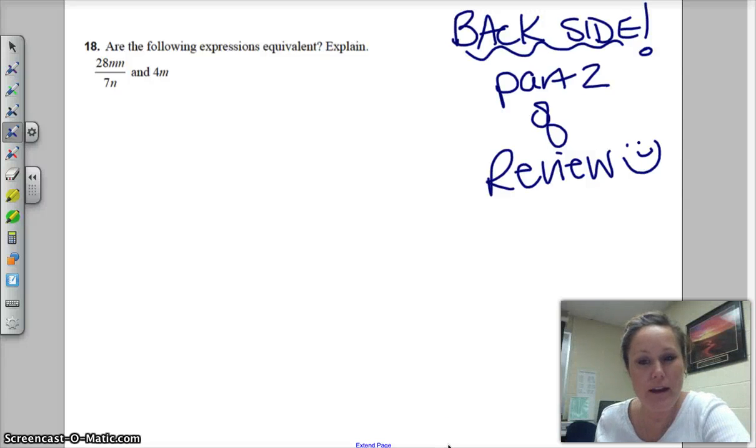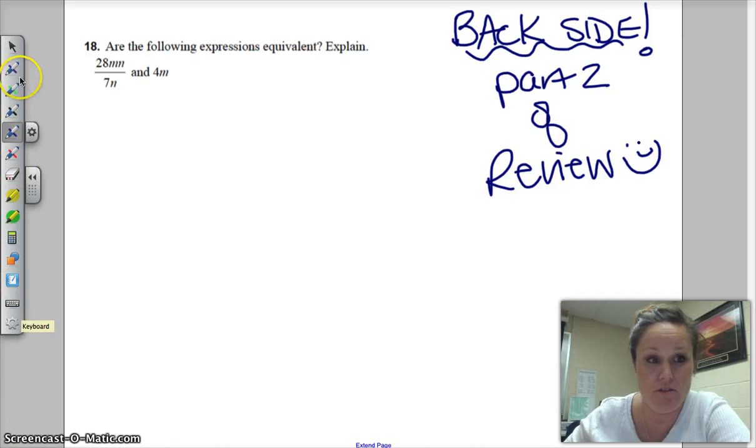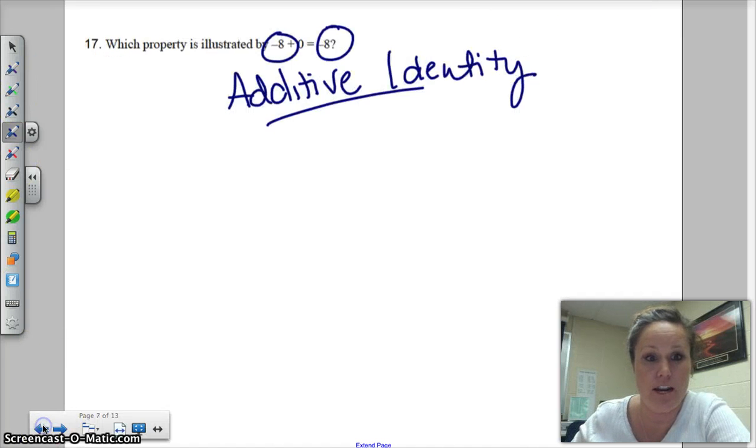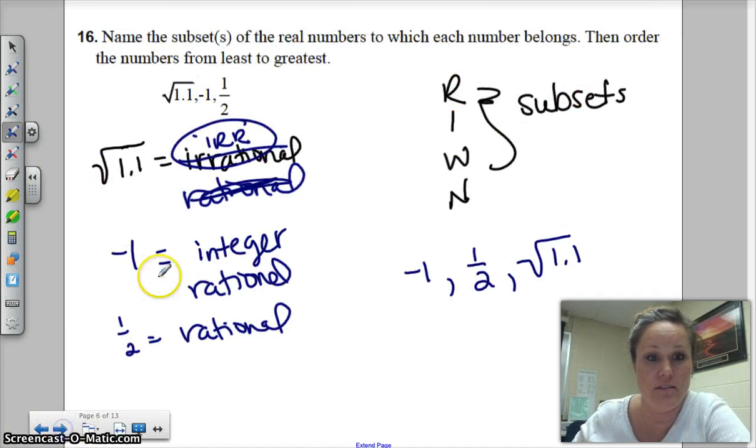Hey guys, we need to do the backside, which is part 2 of this review. I need to go back 2 pages though, because I found my right answer. This right here is absolutely rational.